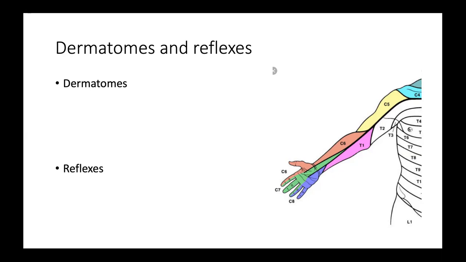Then you also want to remember your reflexes. So your bicep reflex is C5 and C6. Triceps is C6 and C7. Supinator reflex is C5-C6, and that's because it's kind of related to the bicep reflex, and I just told you that biceps is a really good supinator, isn't it? Then you've got your finger jerk, which is C8.